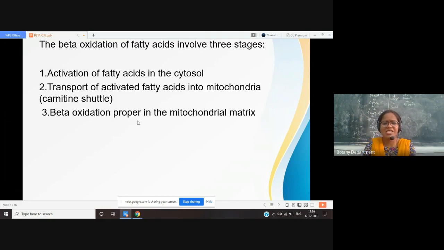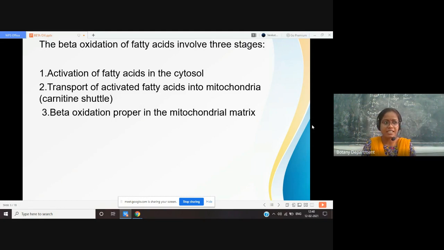The beta oxidation is divided into three stages. In the first stage, activation of fatty acids happens in the cytosol. In the second stage, the activated fatty acids are transported into the mitochondria, which is the powerhouse of the cell. In the mitochondria, there is a shuttle known as the carnitine shuttle. This word you have to underline, girls, because only from this carnitine shuttle will the products enter into the mitochondrial matrix.